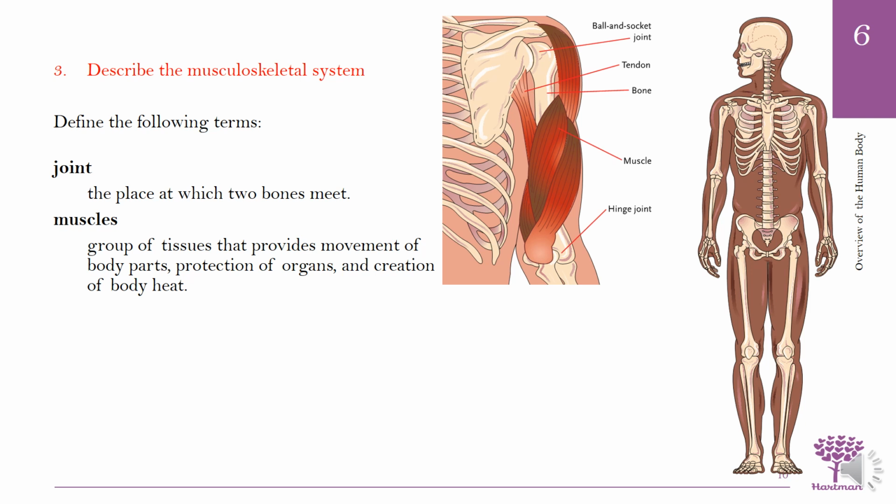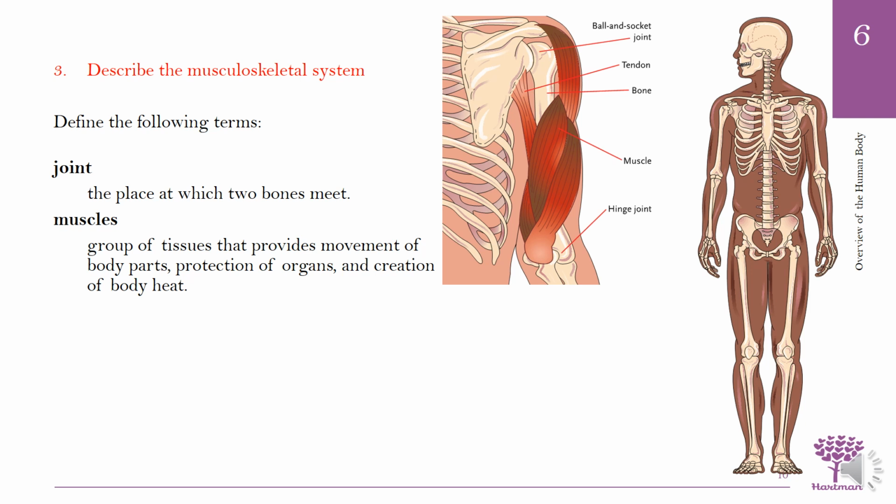Muscles provide movement of body parts to maintain posture and produce heat. Muscles can be voluntary or involuntary. Voluntary muscles are also called skeletal muscles. They're attached to the bones and can be moved when a person wants to move. Examples of voluntary muscles are the arm and leg muscles, which are consciously controlled.